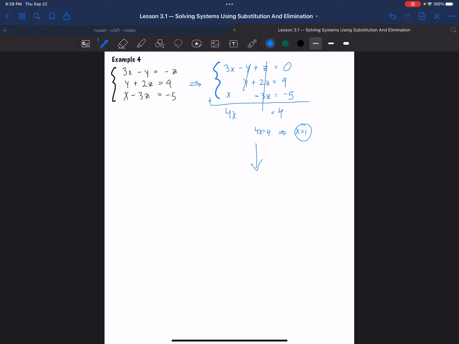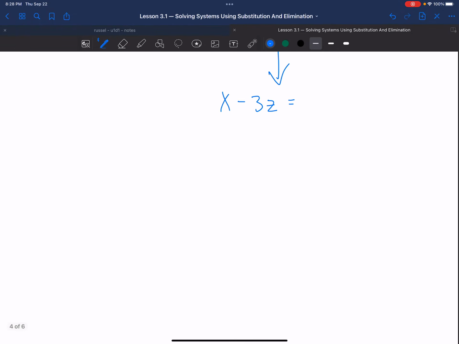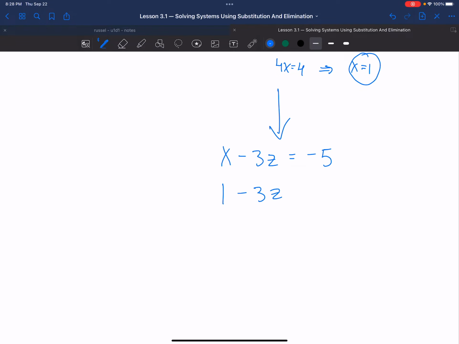We'll move on to equation 3 and say, hey, this is x minus 3z. x minus 3z equals, was that negative 5? Okay. Negative 5. Sorry, I'm jumping all around the place. And I said x equals 1. So substitute x equals 1. 1 minus 3z equals negative 5. Subtract 1 from both sides. Negative 3z equals negative 6. Divide both sides by negative 3. z equals positive 2. Cool.